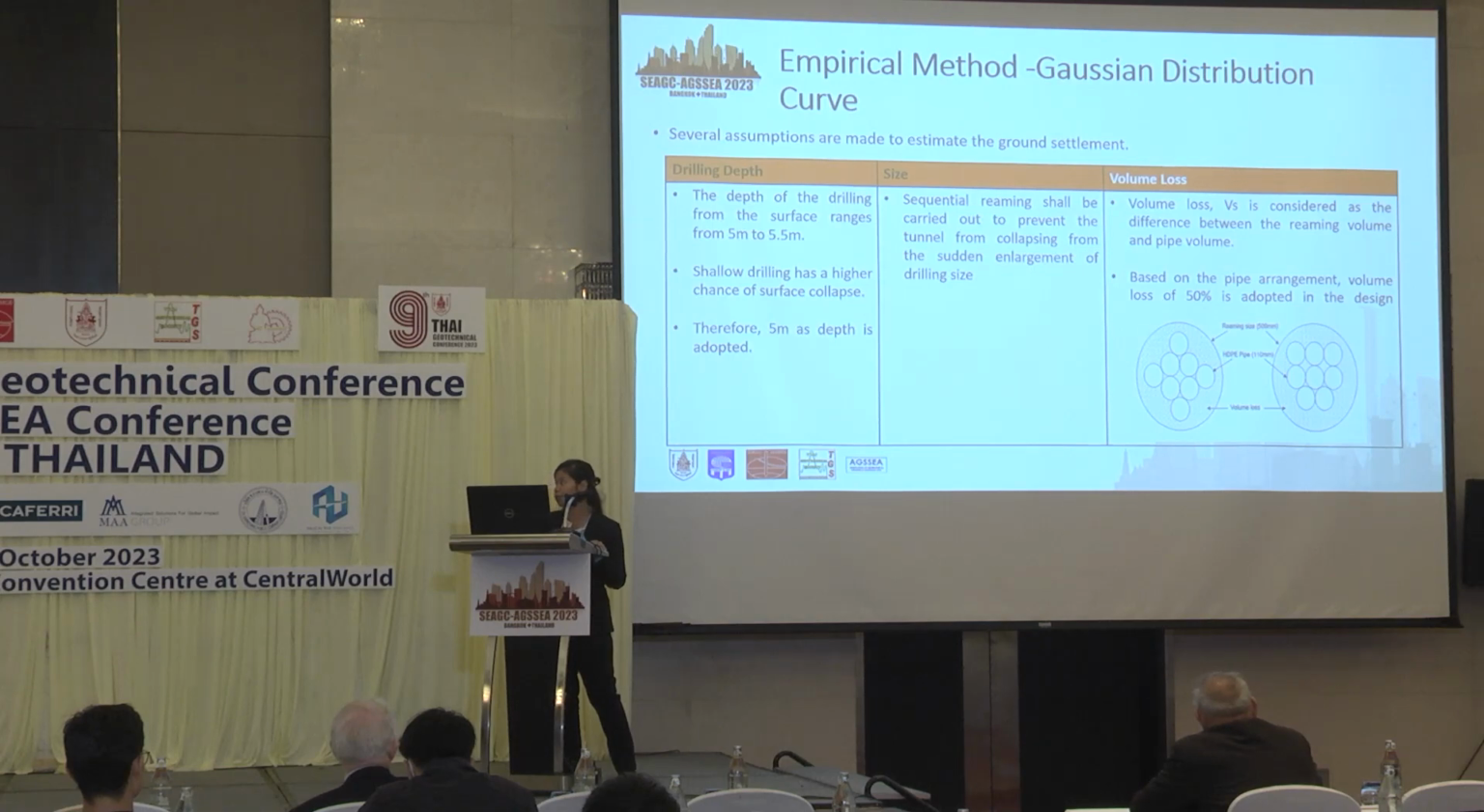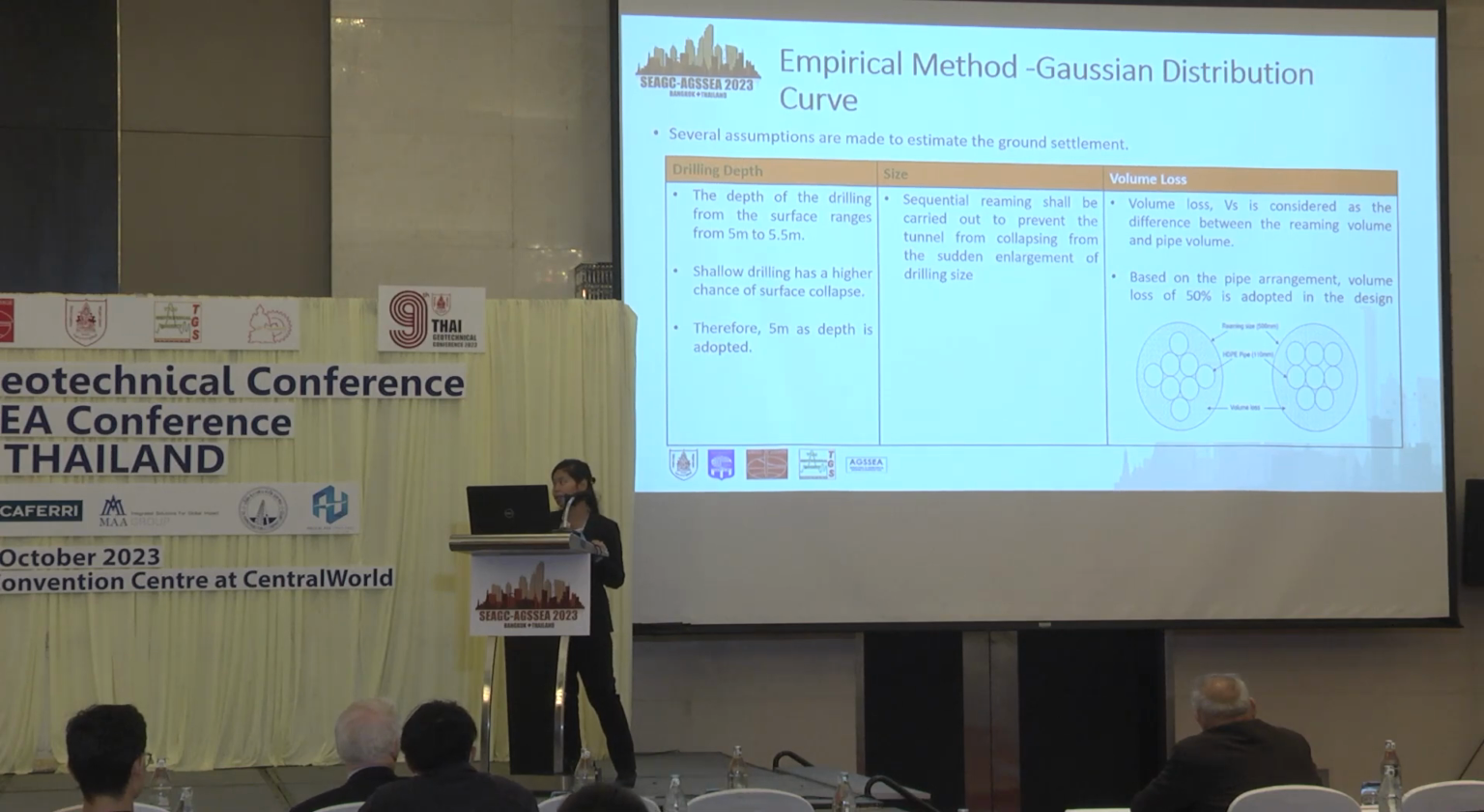Before we go to the calculation, there are several assumptions made to estimate the ground settlement. The first one is the drilling depth. For this project, the drilling depth is about 5 to 5.5 meters. Since shallow drilling has a higher chance of surface collapse, we are using 5 meters as our critical depth.